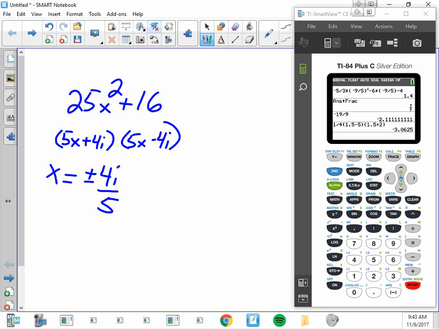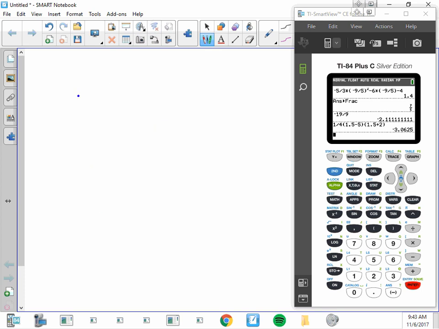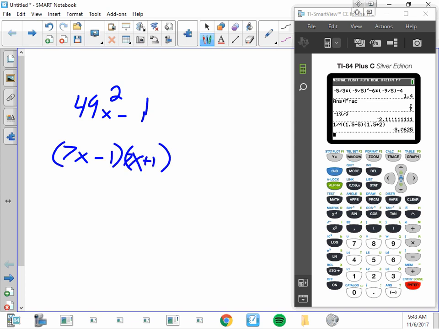Okay, let's do one more. 49x squared minus 1. 7x minus 1 and 7x plus 1. Good. That one is a difference of perfect squares, so it does not create i's. And the roots would be plus or minus 1/7. So a sum of perfect squares creates i's, and a difference of perfect squares does not.